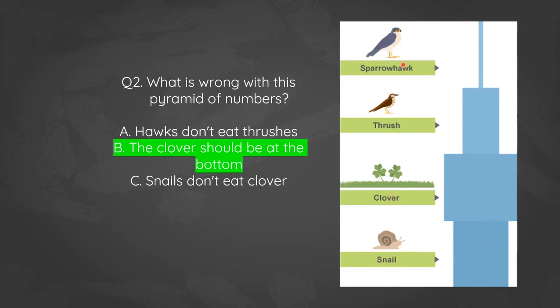And as you can see, the hawk does feed on the thrush. So we know A is wrong. It says snails don't eat clover. That's wrong because we know that the snail would be the one to eat the clover.